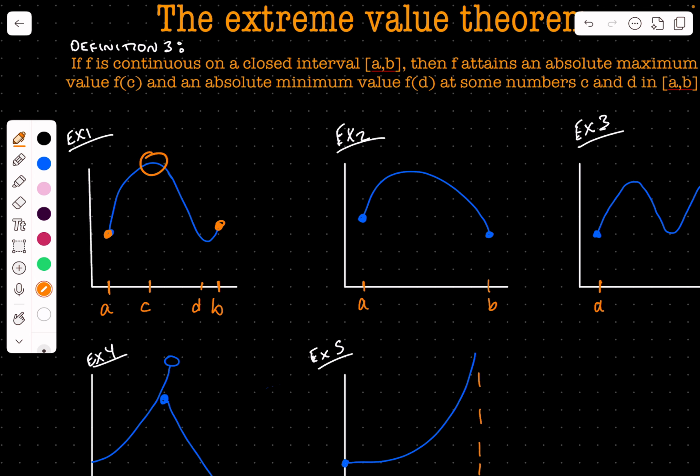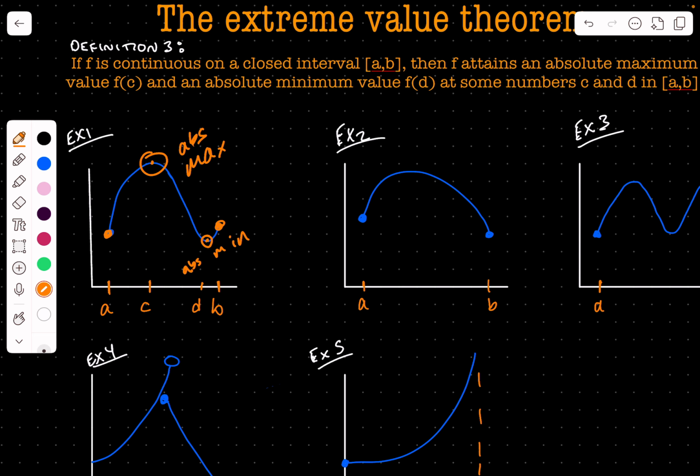This is our absolute max. And this little point would be our critical point, right? Because that helps us identify maxes and mins. And then this guy would be our absolute min. And this point right here would be our critical value at that point. So we have an absolute max and absolute min.